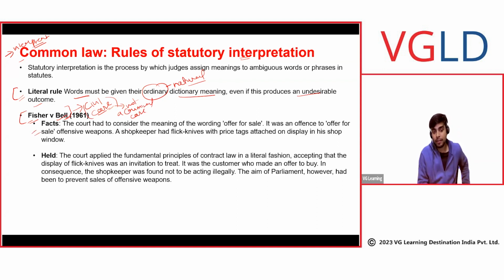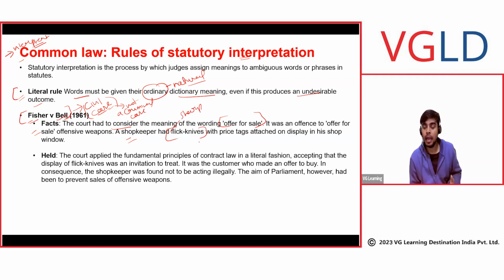Okay, the fact was the court had to consider the meaning of the word offer for sale. So what happened? This shopkeeper was trying to sell knives, sharp flick knives which could be used for robbery and gang violence. At that time the government banned any sale of arms, explosives, or weapons. So this was banned in the country.